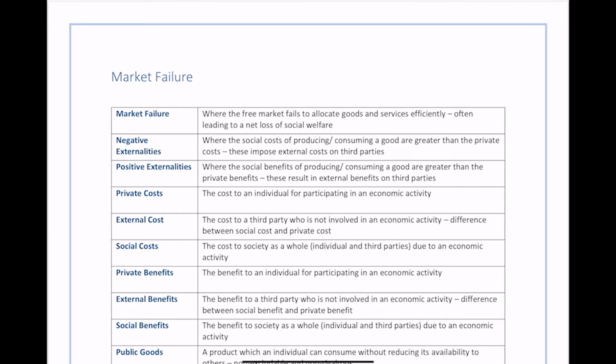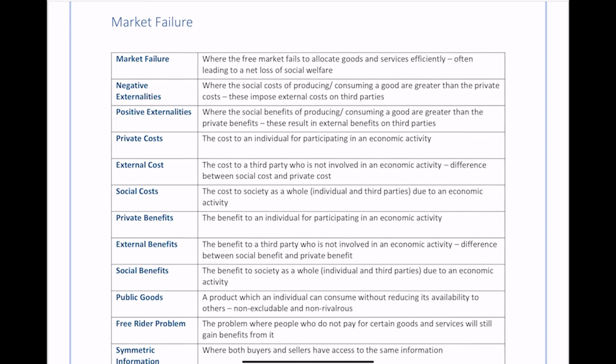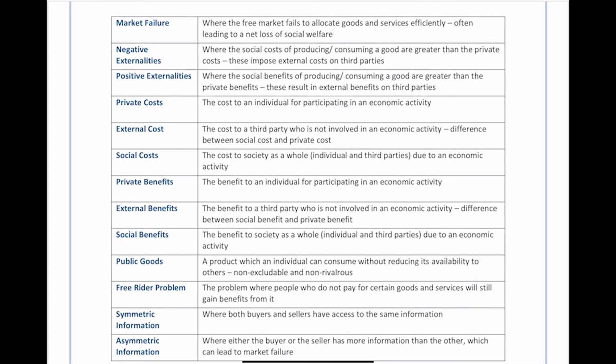So it's a cost to society as a whole, so both the individual and the third parties, because someone's undertaking economic activity. Then private benefits, external benefits, and social benefits are basically just the opposite of their cost words. So private benefit is just the benefit that you have as an individual for doing a certain economic activity. And external benefit is just a benefit to a third party who's not involved in the activity. So it's just if you do something and someone else benefits from it, then they get an external benefit.